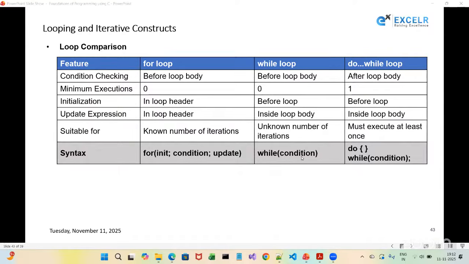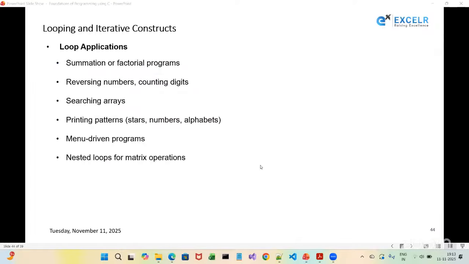While loop: you will be writing the condition here. Do while loop: at least one time the statements in the do are going to execute and then the condition is going to be checked. In the case of for loop and while loop, the condition is checked before executing the loop body. In the do while, the condition is checked after executing the body at least one time. So we have gone through the examples.